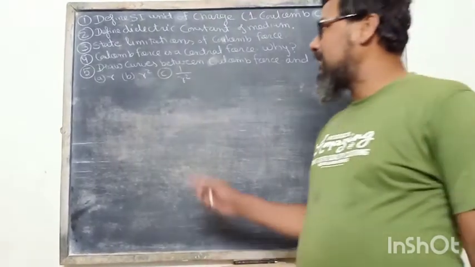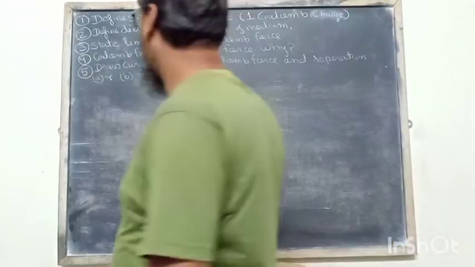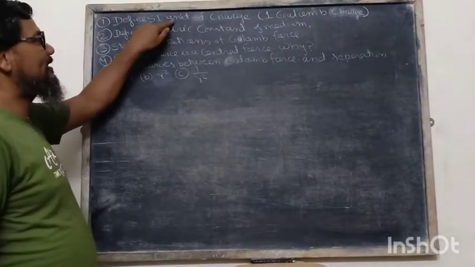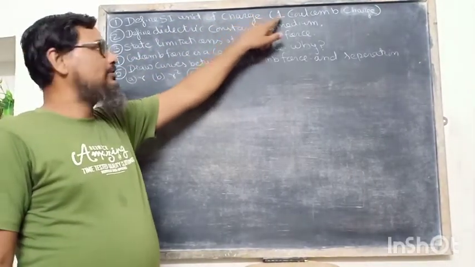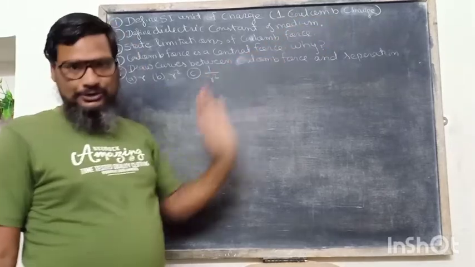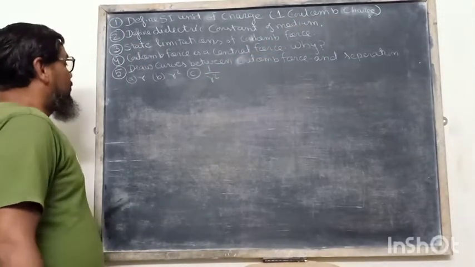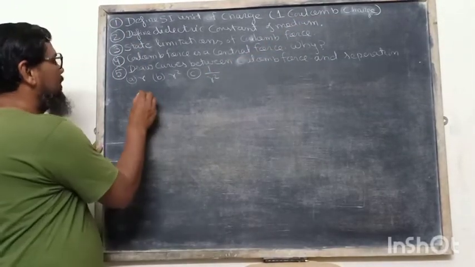The few questions are written on the board, and the first question is: define the SI unit of charge. It is also asked to define 1 Coulomb charge. So in question number 1, we know the formula.